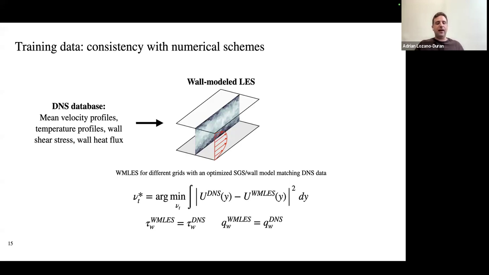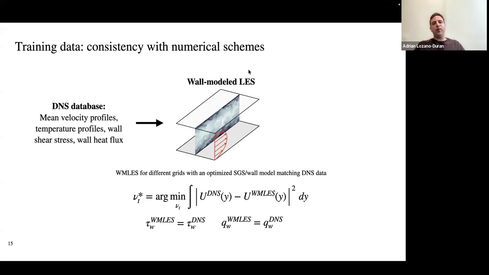And that is, it doesn't account for this effect of the numerical scheme. So we don't do that, and we don't use the DNS data directly. What we do is we collect mean quantities that we care about. We care about mean velocity profiles, mean temperature profiles, and the fluxes at the wall.